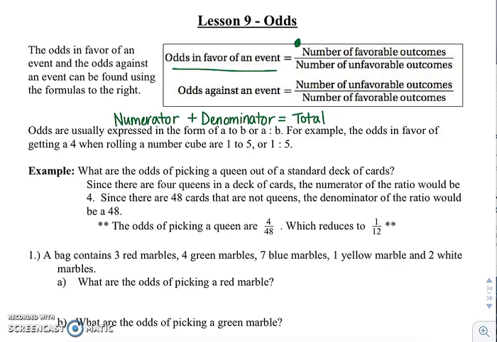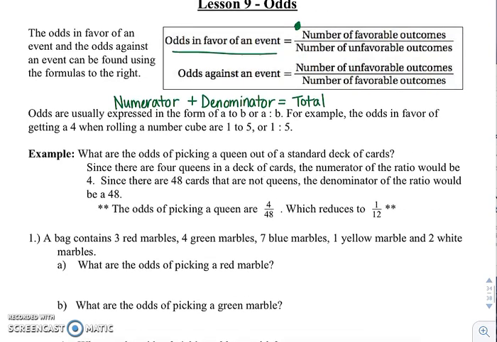So here's the difference between probability and odds. Odds is what you want to what you don't want. So yes, one value is what you want, but it's not out of the total. If it's what you want to what you don't want, the numerator and denominator together add up to the total. So that's kind of the difference there.